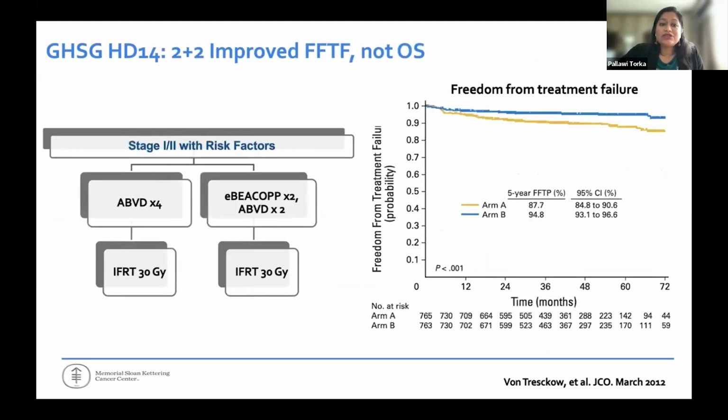So then they also wanted to look at, well, can we cut down? So what if we did 2 cycles of ABVD and 2 cycles of BEACOPP and compared it to 4 cycles of ABVD? They actually showed, and all the studies show, just as a caveat, that BEACOPP is almost 5% better in terms of efficacy. But we've never been able to show an overall survival benefit with BEACOPP.